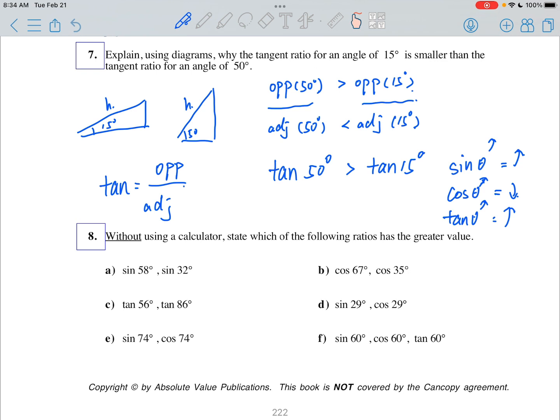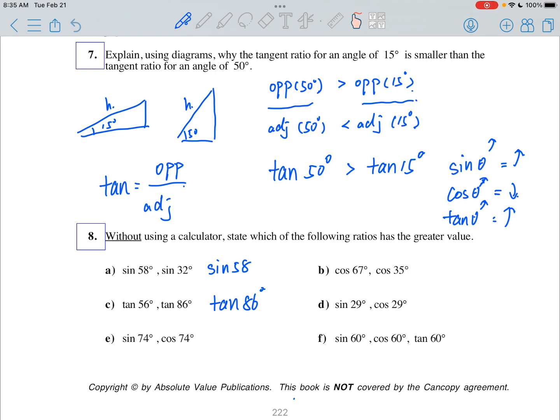And for sine 58 and sine 32, sine 58 has the greater value because of the rules. And for tangent 56 and tangent 86, 86 degrees is larger than 56 degrees, so tangent 86 has the greater value. And the sine 54 and the cosine 54.